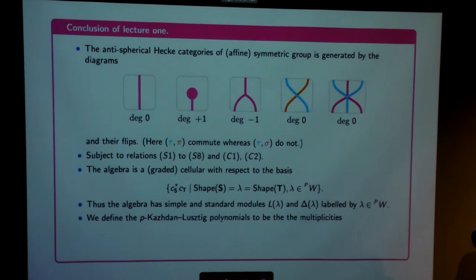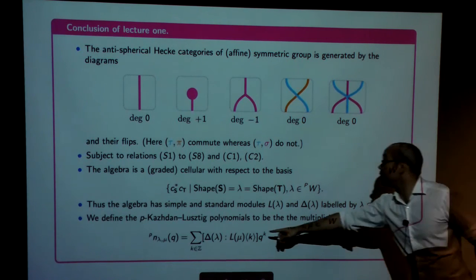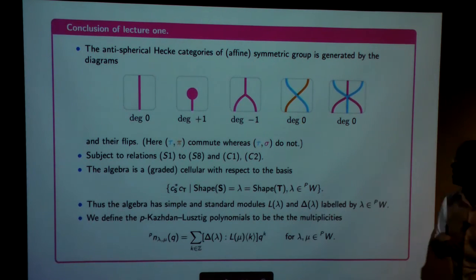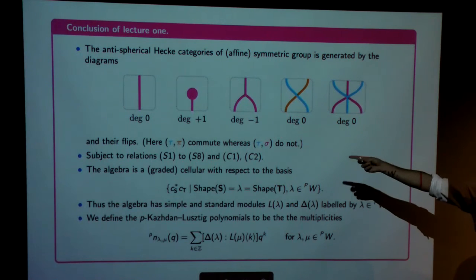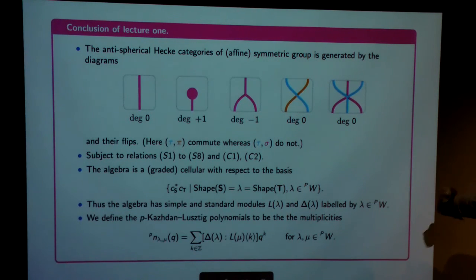And what we're going to be interested in is the composition factor multiplicities of these standards, the simple composition factor multiplicities in these standards. These will be the p-Kazhdan-Lusztig polynomials of Lusztig's conjecture.